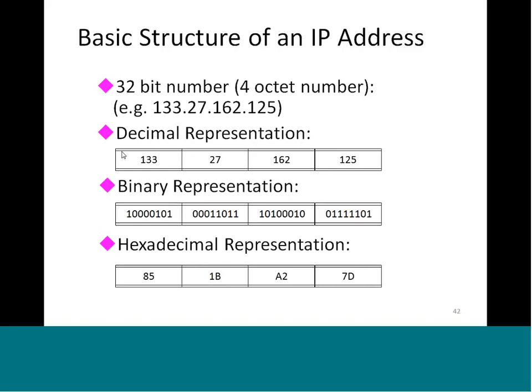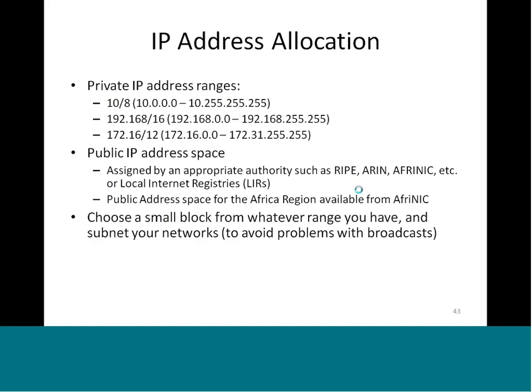So let's look at how that is done, how the IP addresses are allocated. Here there can be two different IP address structures. One is the private IP address. They range from 10/8, essentially 10.0.0.0 to 10.255.255.255, which is the maximum 8-bit number. Also, the other one is 192.168/16. That's another set of private IP addresses, and then 172.16 is another one too.